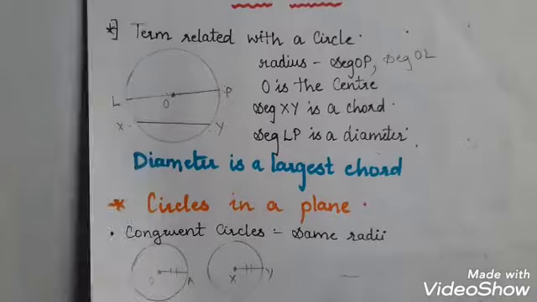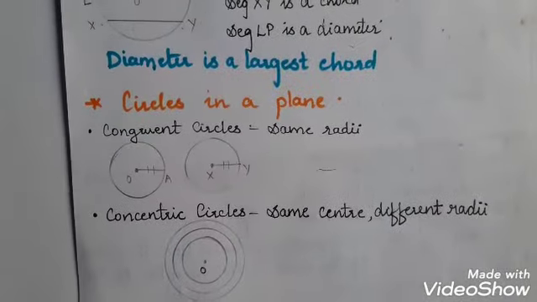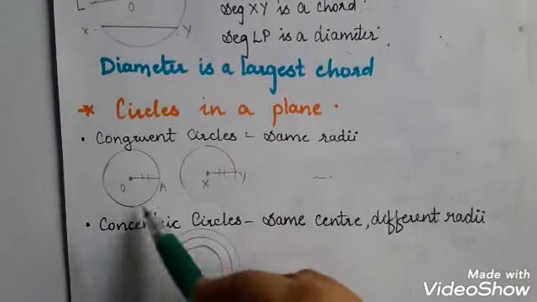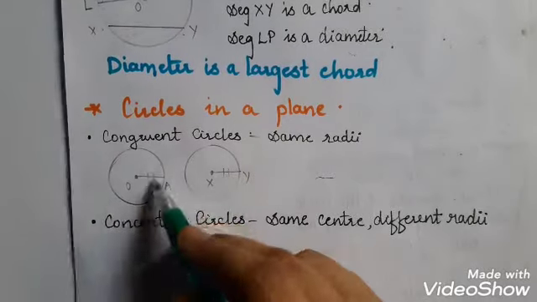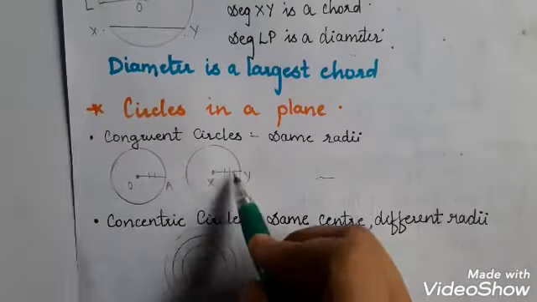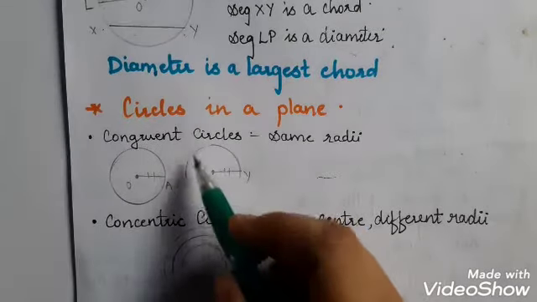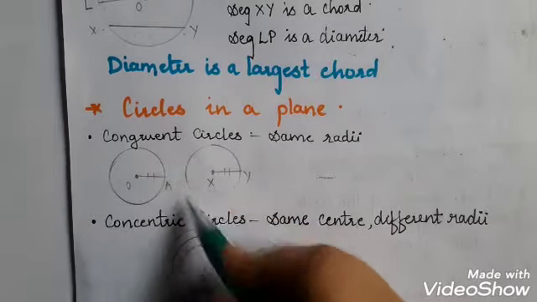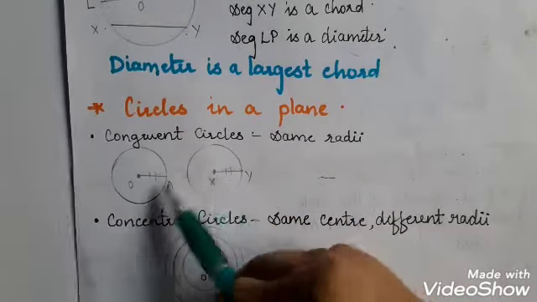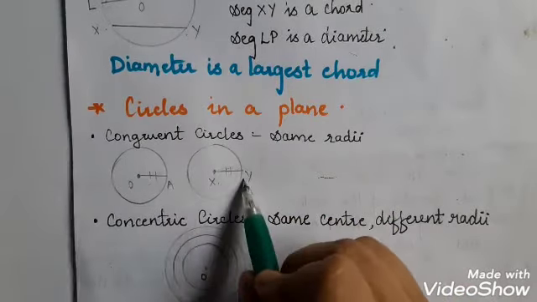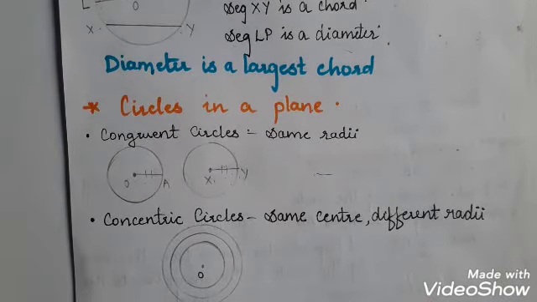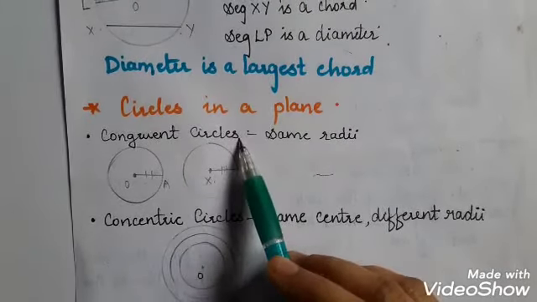Next, circles in a plane. First one is congruent circles. Now what are congruent circles? Congruent circles means two circles which have the same radius, equal radius. OA and XY both are congruent radius, so both are congruent circles because the radius is the same. That is why they have shown you the identical marks. That means segment OA and segment XY both are congruent, that is both are the same radius of the circle. So that is why they are called congruent circles.